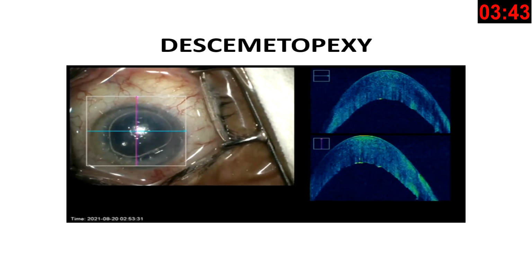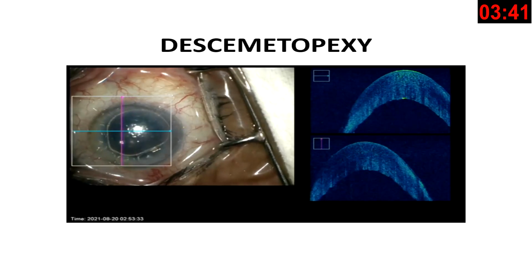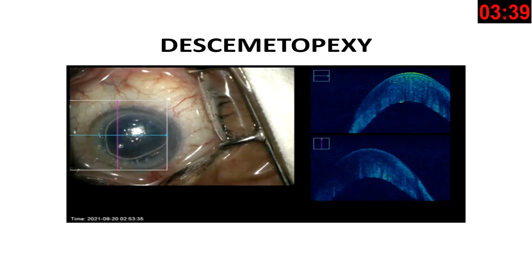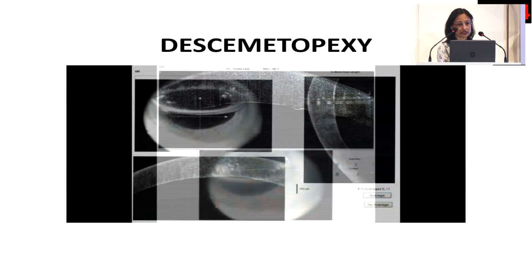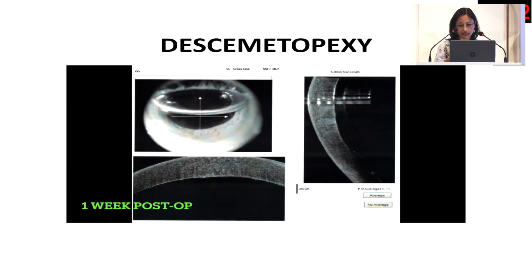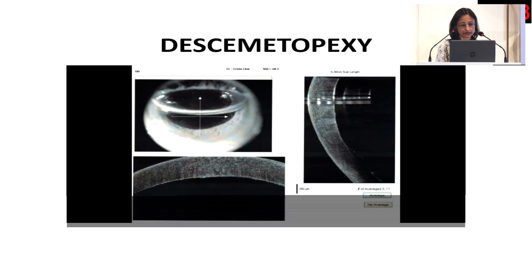So you can visualize it on the table only, and you need not take the patient again and again to the OT. There itself you know that you're in the right plane and the DM has reattached. This is 1 week post-op with clear cornea.